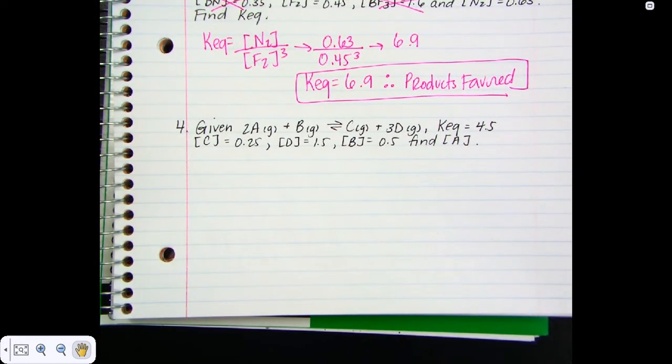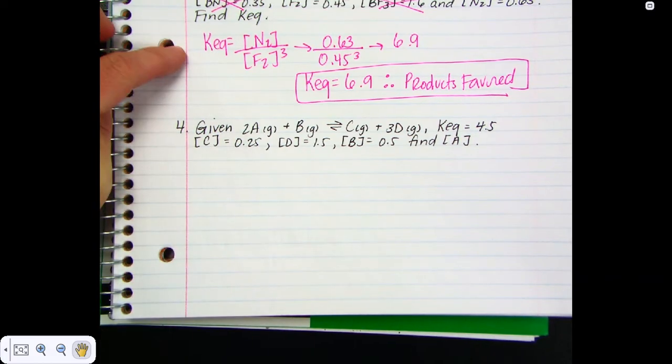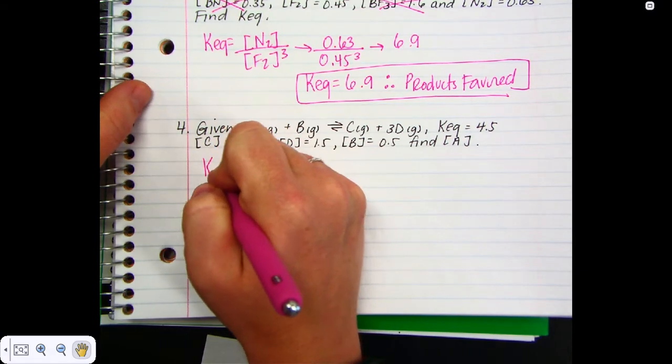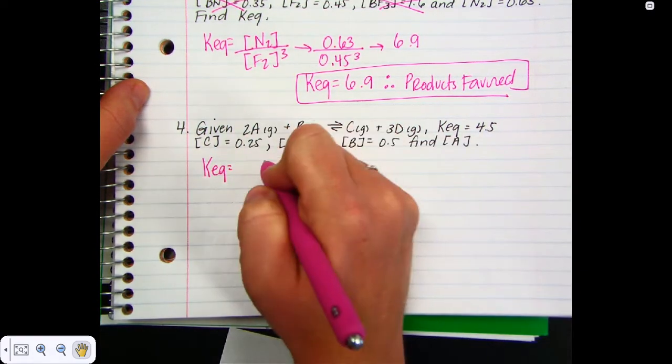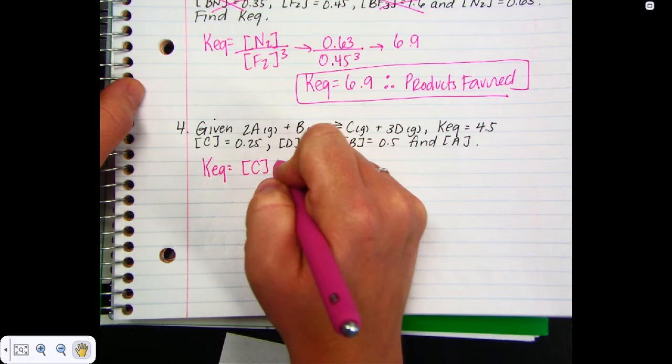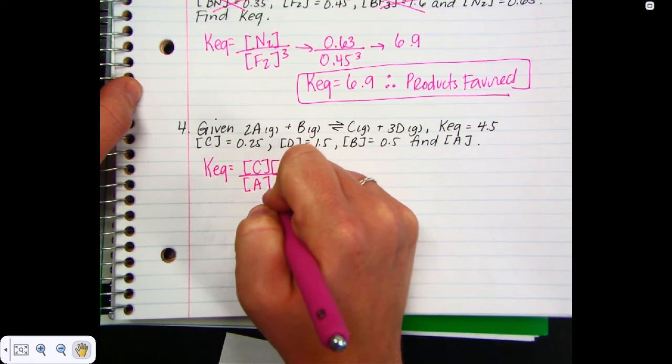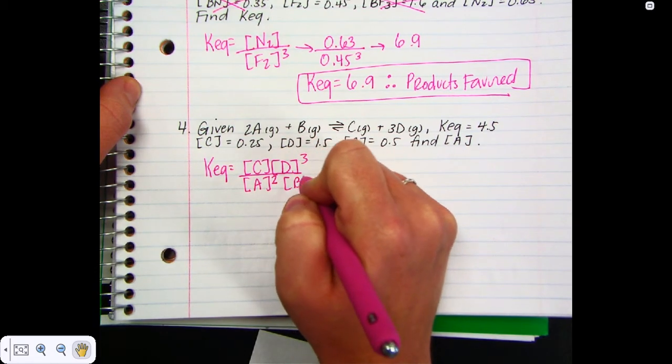Given 2A gas plus B gas yields C gas plus 3D gas, a KEQ value of 4.5, and the concentrations of C, D, and B, find the concentration of A. So just like what we've done in the previous 3 examples, we're going to start by writing our KEQ expression. There's nothing here for me to cross out, so KEQ equals concentration of C, concentration of D cubed over concentration of A squared, concentration of B.